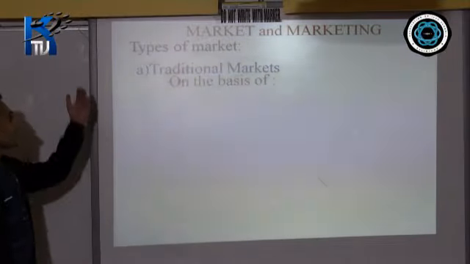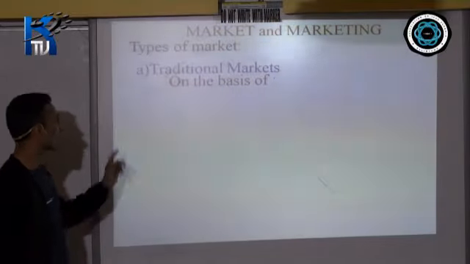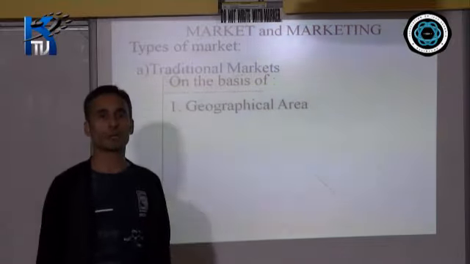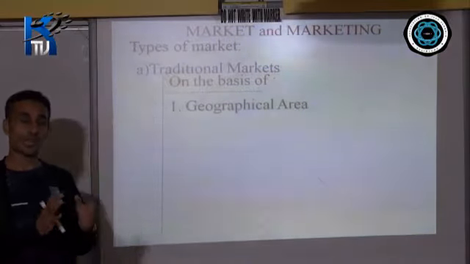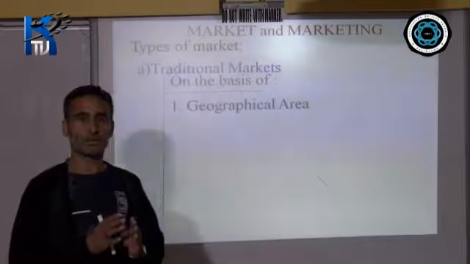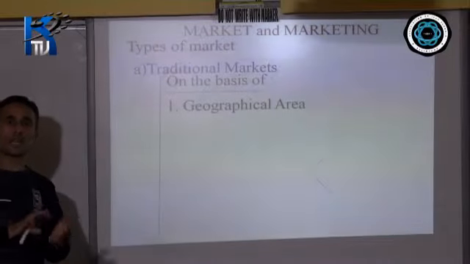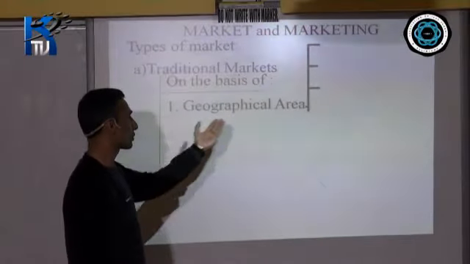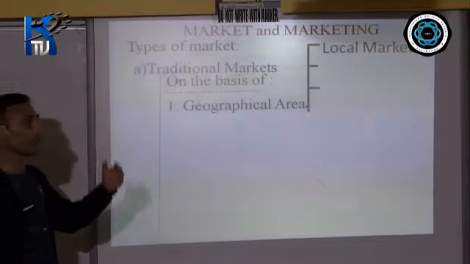Then we'll go on to the different kinds of traditional markets divided on the basis of geographical area. When we talk about geographical area, it is the boundary, whether the market caters to the needs of local people or a certain region or a state or a nation or international buyers and sellers. So your traditional markets on the basis of geographical area can be divided into 4 subdivisions. The first one being the local market.